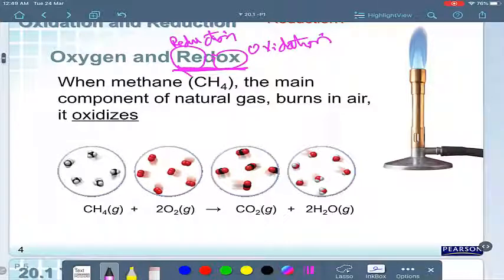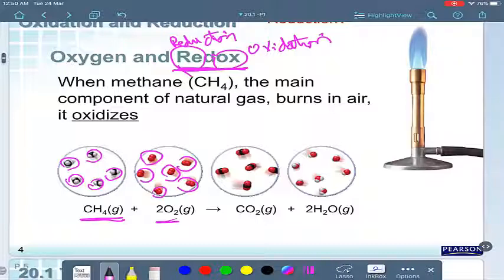Reduction, oxidation. If we have methane gas, molecules of methane, it reacts with oxygen molecules, which means we are burning them. You know, methane gas is the main component of natural gas. About 94% or more of natural gas is methane. If it burns with oxygen, it produces carbon dioxide and water vapor gases.